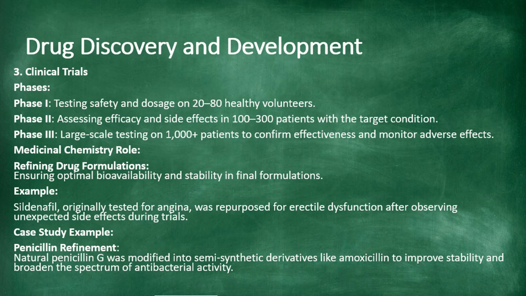And here's a case study. Natural penicillin G was effective but unstable in stomach acid. Chemists developed semi-synthetic derivatives like amoxicillin to broaden its spectrum and improve stability. This transformed penicillin into a more versatile antibiotic.